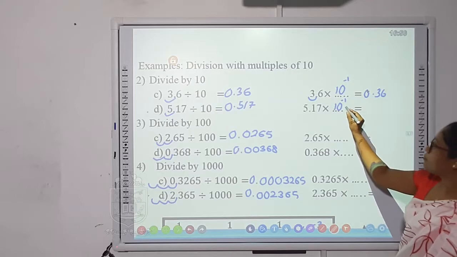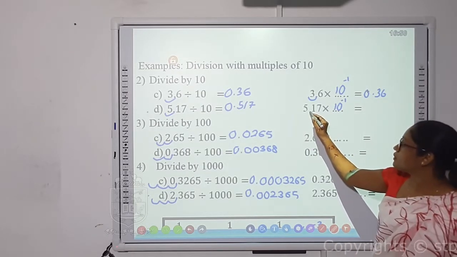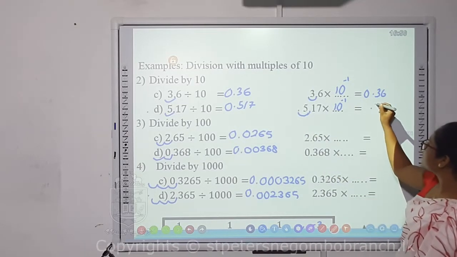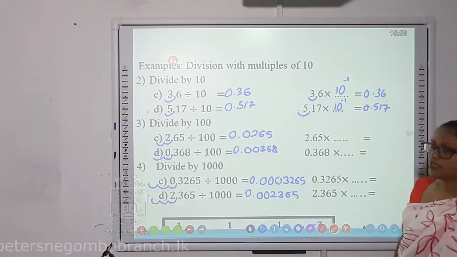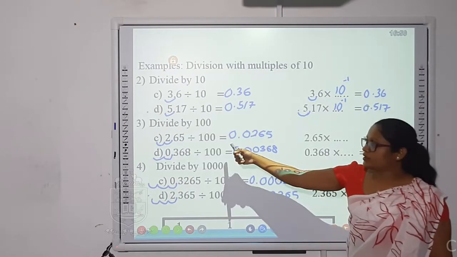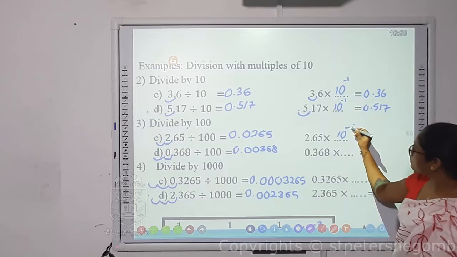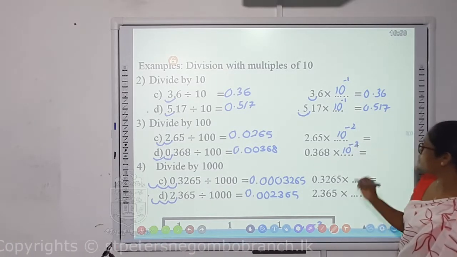The same theory I apply. Minus, shift to the left hand side. The 1 says by 1 place. It should be 0.5170. Right. Now we will move to the second question. Over 100 can be written as 10 to the power minus 2. Here also 10 to the power minus 2.